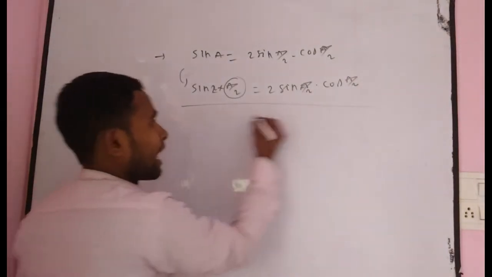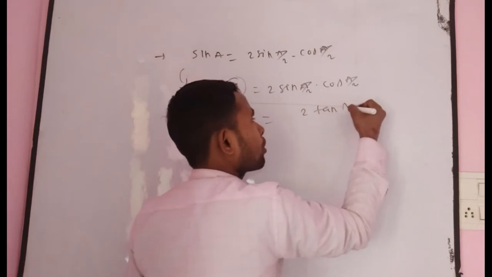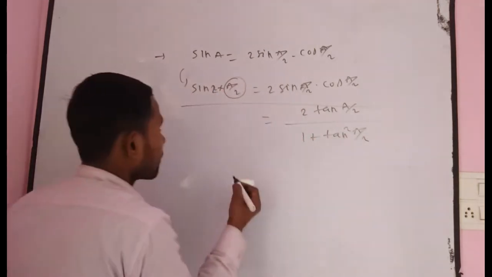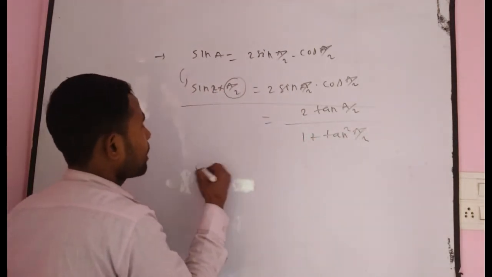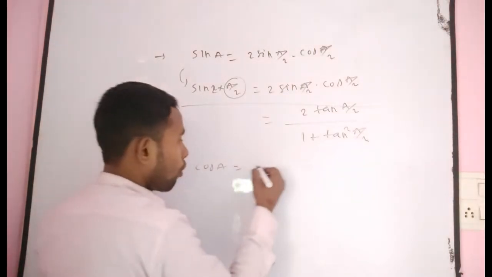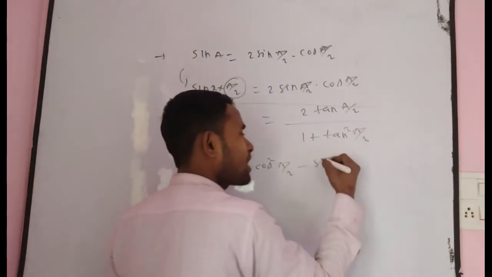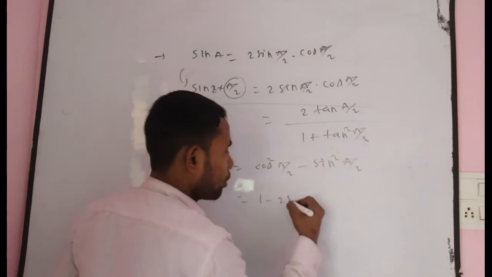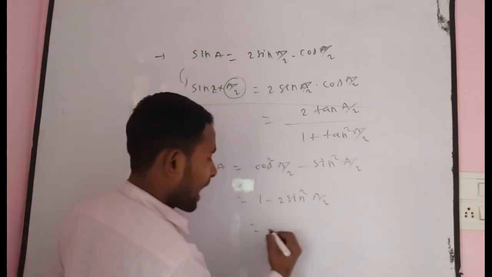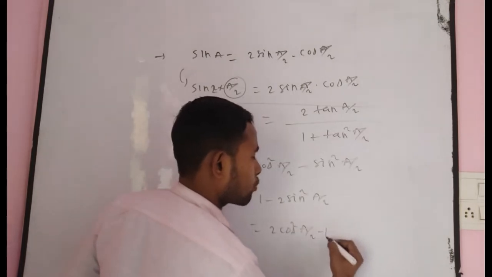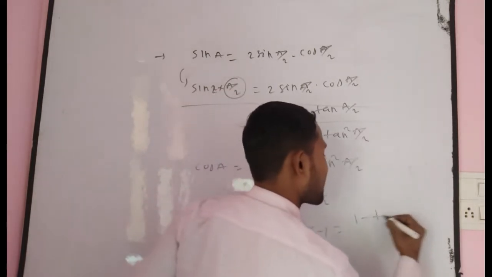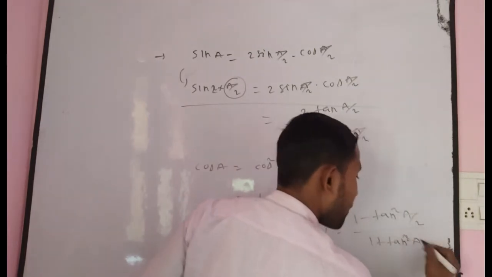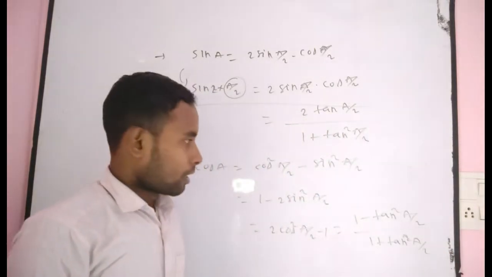Similarly, you can also get another formula. It is also equal to 2 tan A by 2 divided by 1 plus tan square A by 2. Similarly, the next formula will be cos A. Cos A is equal to cos square A by 2 minus sin square A by 2. The next forms are 1 minus 2 sin square A by 2, also equal to 2 cos square A by 2 minus 1, also equal to 1 minus tan square A by 2 divided by 1 plus tan square A by 2. You have to remember all these formulas. Have you understood?